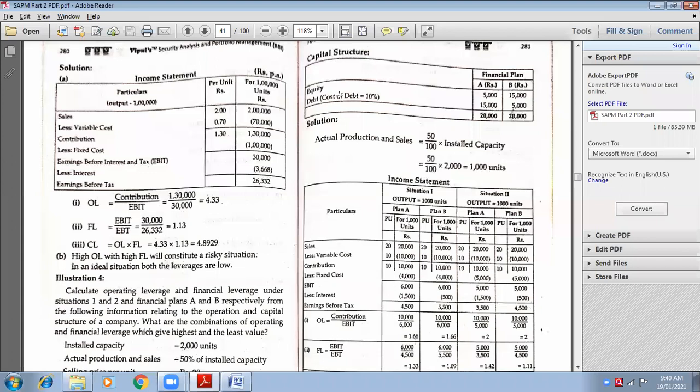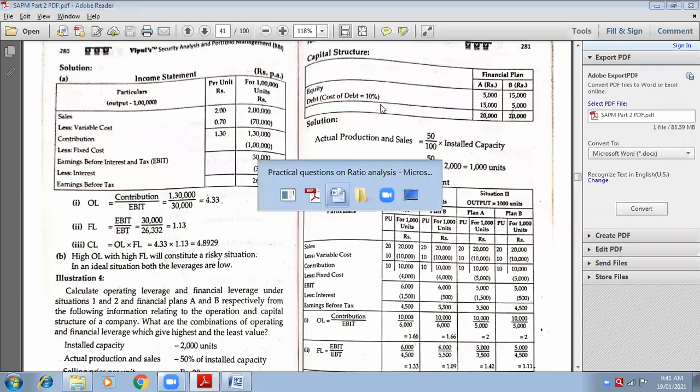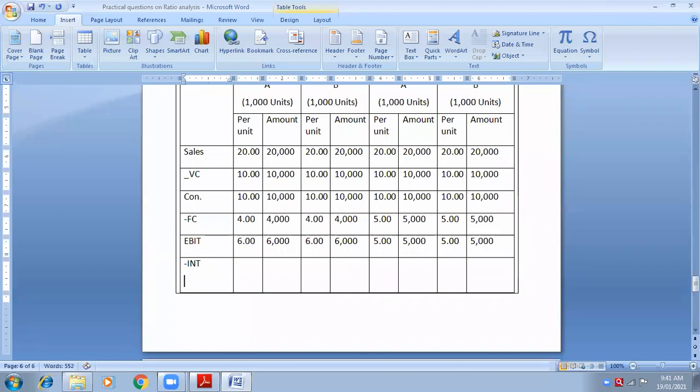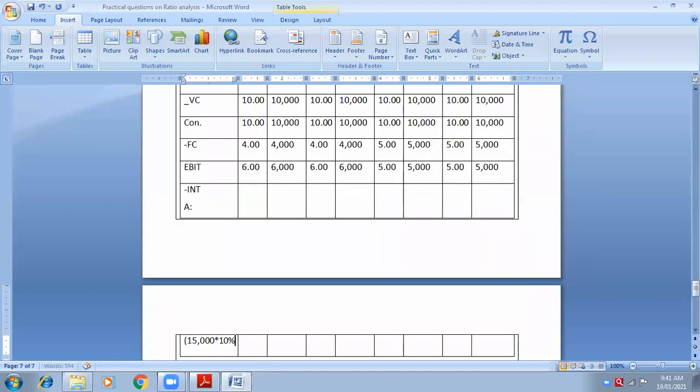See, financial plan A और B के सेग्रीगेशन में दिया हुआ है. फाइनेंशियल प्लान ए का डेट कितना है? 15,000. और फाइनेंशियल प्लान बी का डेट कितना है? 5,000. सो 15,000 का 10% विल बी 1,500 फॉर प्लान ए. यहाँ पर आपको प्लान ए का ब्रैकेट बनाना है 15,000 into 10%, and bracket close.